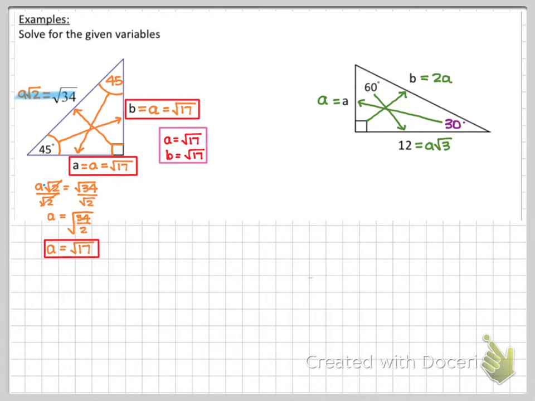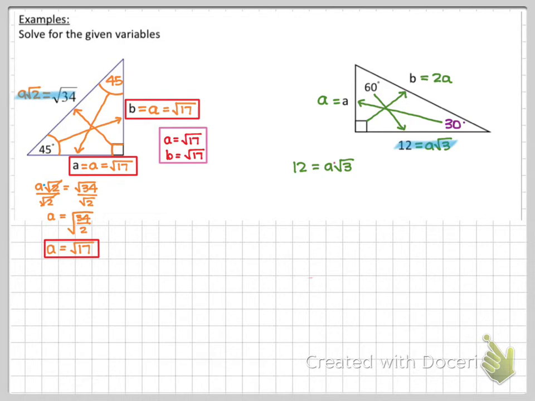Okay, let's take a look at these. We're going to inspect them again. So a equals a. That doesn't do me any good. I have no idea what a is. 12 is equal to a root 3. Okay, this one I can solve for. You'll notice in this equation there's only one unknown value, so I'm actually going to use that one. Let's go ahead and write that equation off to the side because we need to do a little bit of work. Remember, it doesn't matter what type of triangle it is, 45, 45, 90, or 30, 60, 90, a is the key. So if we can find a, we can do this.